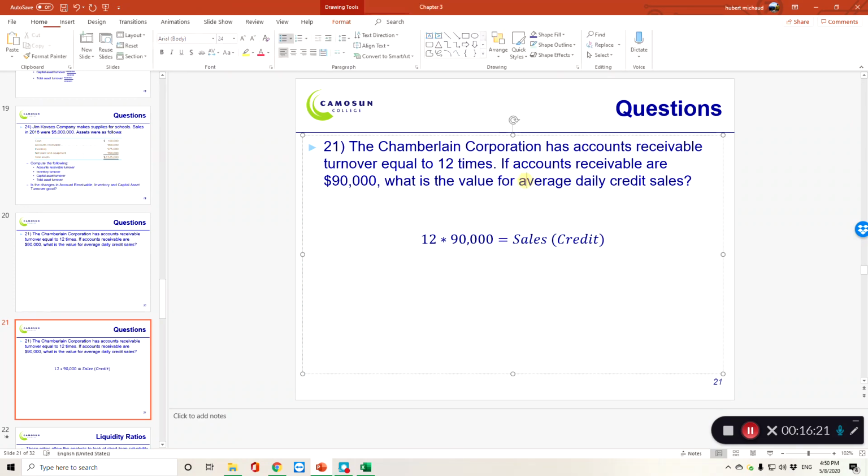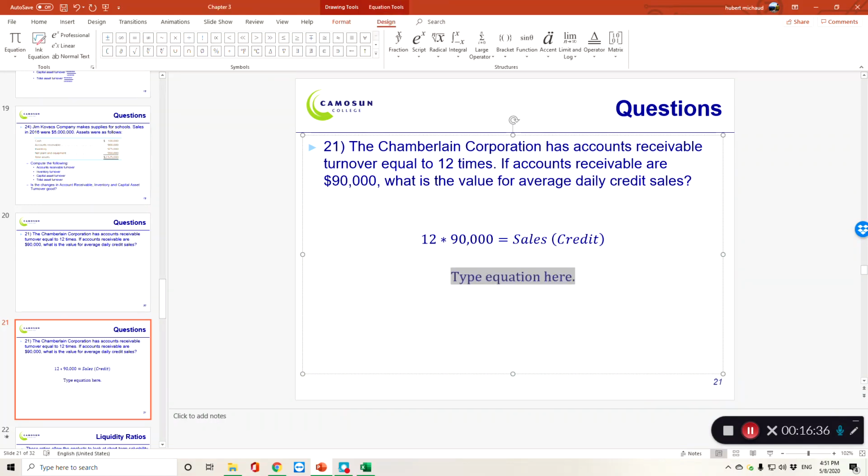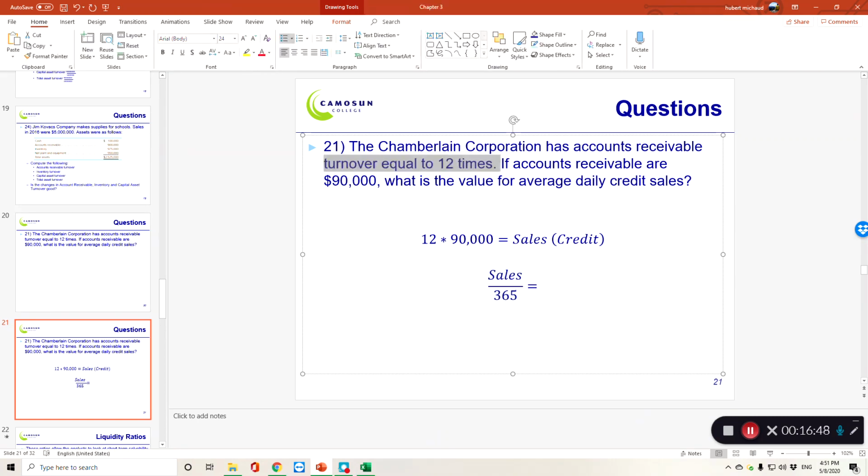We want to know, on average, what our credit sales are in a day. Well, we have our sales for the year, and we know there are 365 days in the year. So once we know this, we can just take our sales and divide them by 365, and we're going to get the answer. Super straightforward. Don't need to know the equation by heart. Just use logic. If you follow the logic and the arguments I gave you, you just need to know the accounts receivable turnover equation, and then everything just makes sense from there.